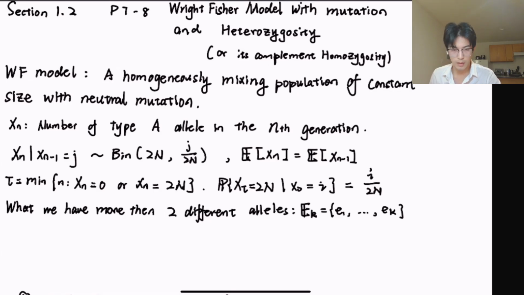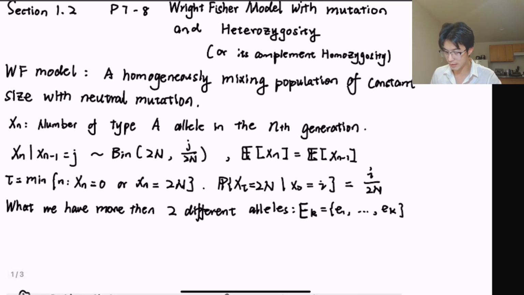So let's generalize this notion, because now we only have two different alleles. What if we have multiple different alleles? For example, let's use regular capital E so that we don't confuse it with expectation. So we have E_1 to E_K types of alleles. The reason I use this is that different types of alleles are a basis for constructing this set. So I'll use E_1 to E_K.